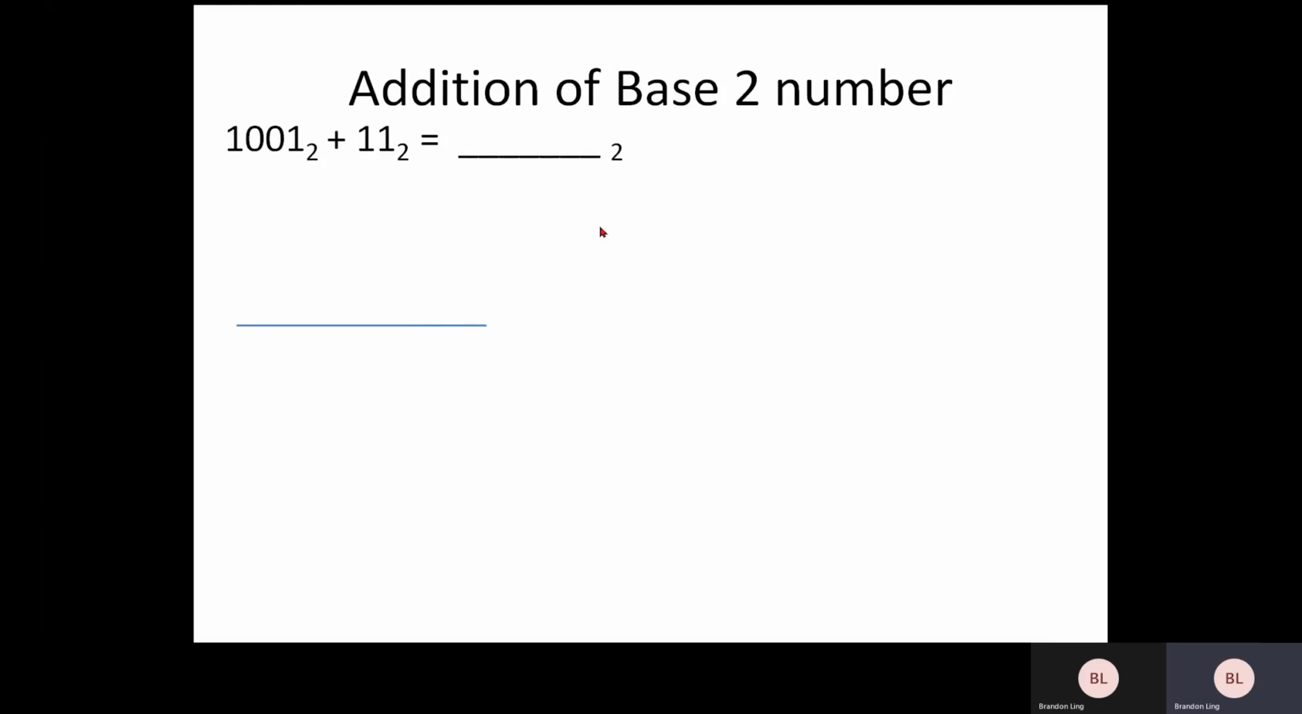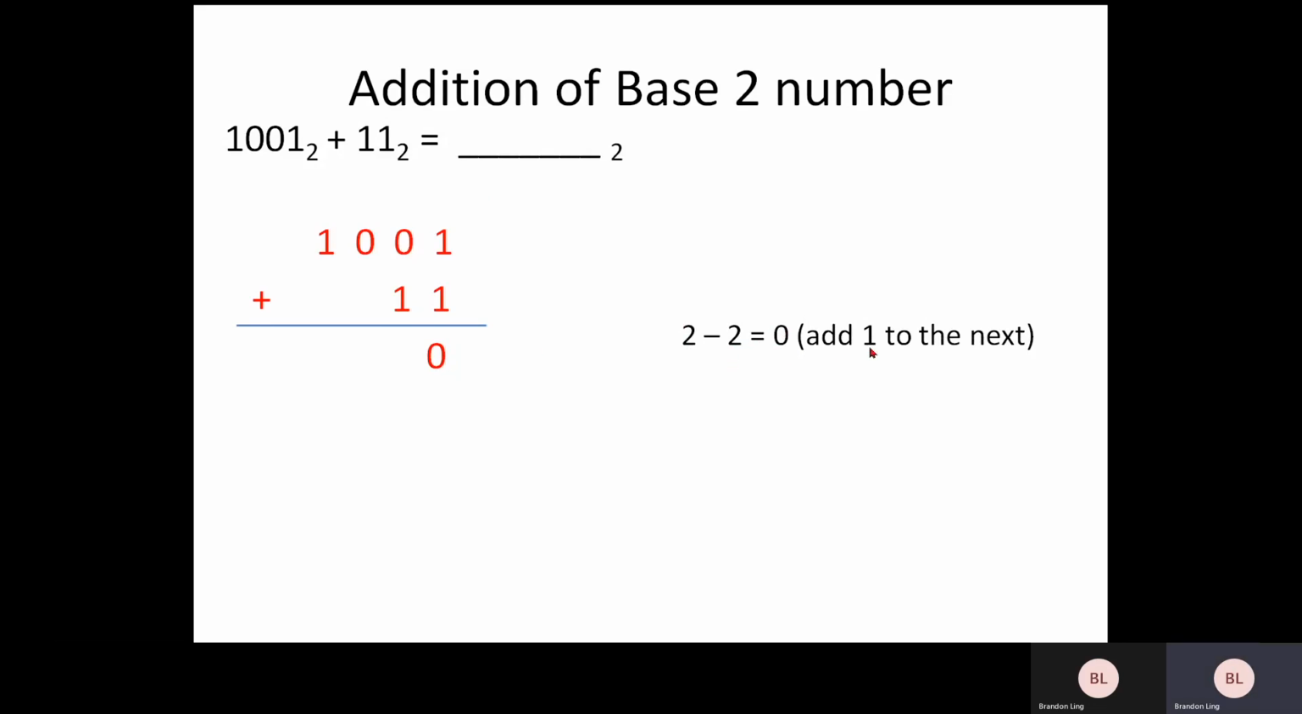So what if you have base 2 addition numbers? Here I have 1001 plus 11. For the first digit here, 1 plus 1 is in fact equal to 2, right? But this 2, you need to minus 2, because for base 2, you don't have the number 2. So you take 2 minus 2, you get a 0. That's why you put a 0 here.